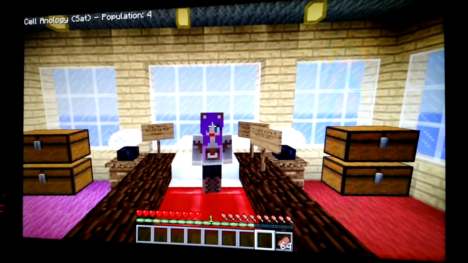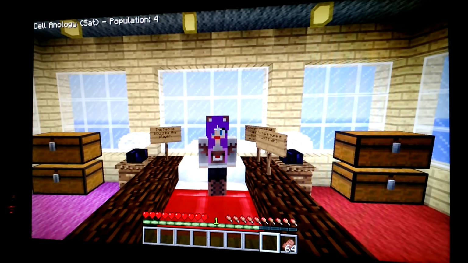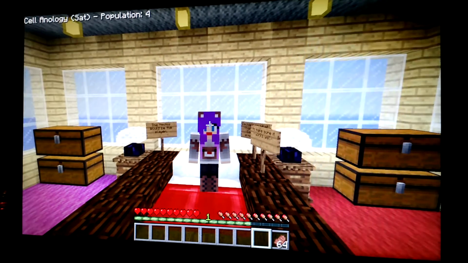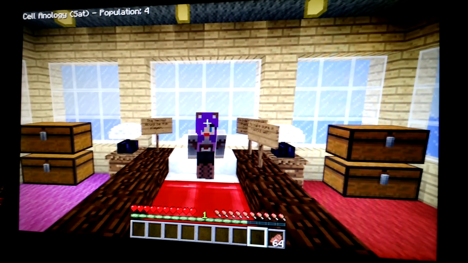Hi, I'm here with Missy, who did this awesome analogy comparing Minecraft to the parts of a cell and how they work. So we're going to explain her project and kind of how it all works together.